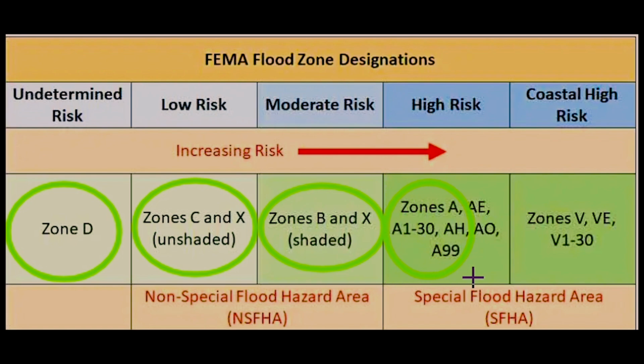So here you have Zone A, Zone AE, A130, AH, AO, A99. That's a special flood hazard area. And of course, coastal high risk. That is zones V and VE and V130, which is a very high special flood hazard area. So now you kind of know the designations that FEMA has set up for flood zones and what the flood zone map looks like.